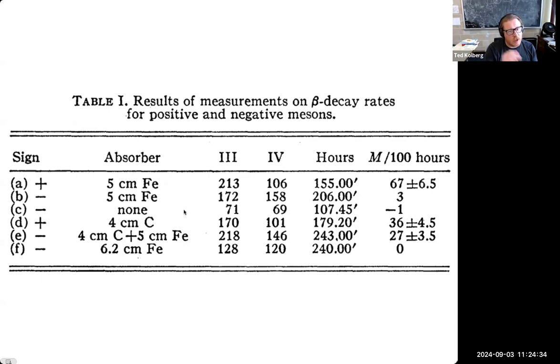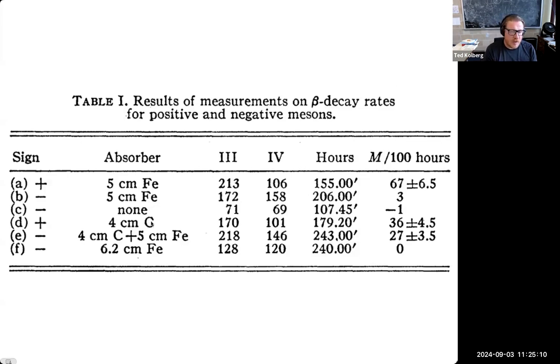So they can turn the polarity of the magnet to select positive or negative particles. When they do that with an iron absorber, they see the positive mesons decaying, which is consistent with what Tamanaga and Araki would have predicted. But the negative particles, the decay rate is basically 0. Weird. They take the target out and they see no decays. That's consistent with Tamanaga and Araki, because if there's no target, there's nowhere for the mesons to come to rest. And so we shouldn't see the delayed decay.